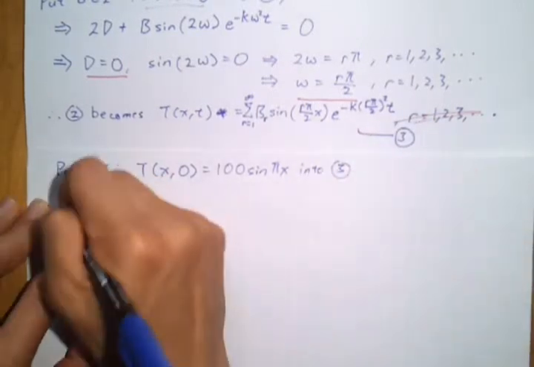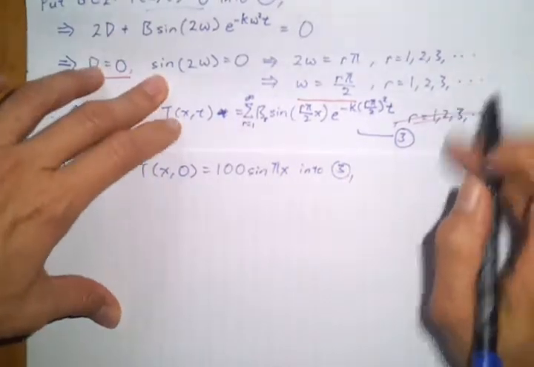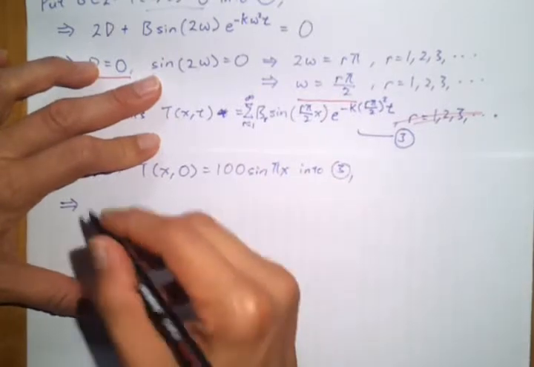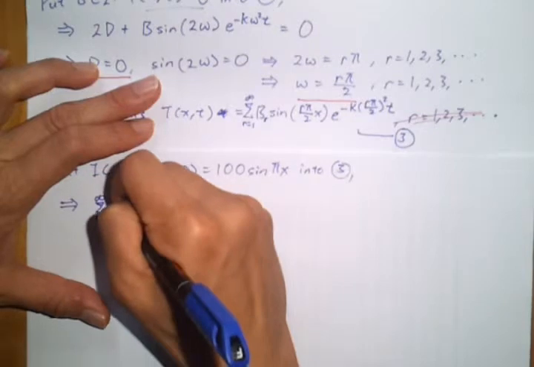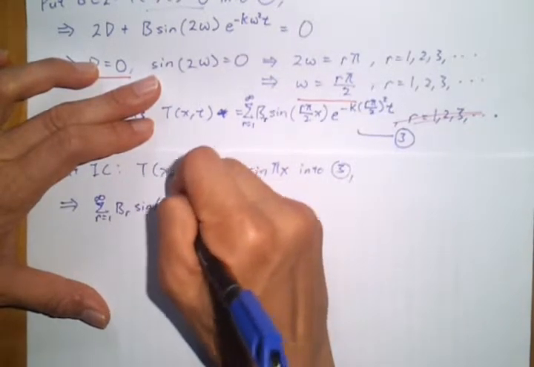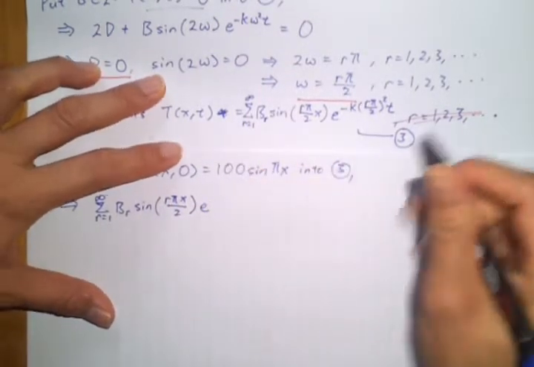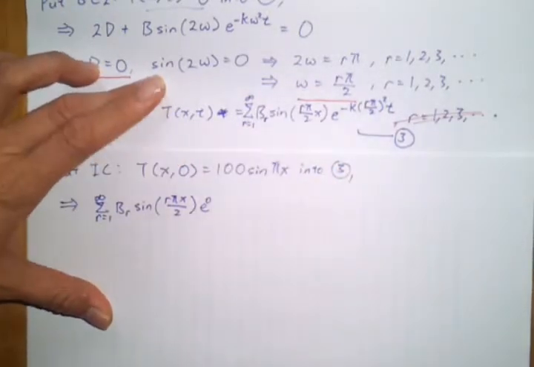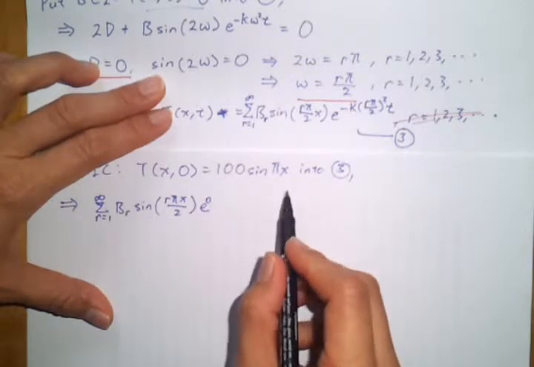Alright, so that will give me... all I'm doing now is putting t equals 0. So t goes here, and I'll get the summation of B_r sine(r pi x over 2) times e to the power 0, since t becomes 0 here. So this must equal 100 sine pi x.